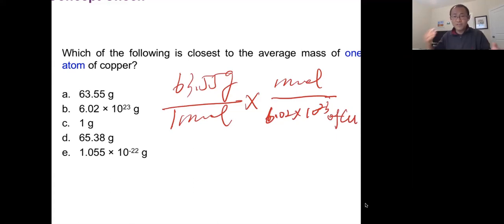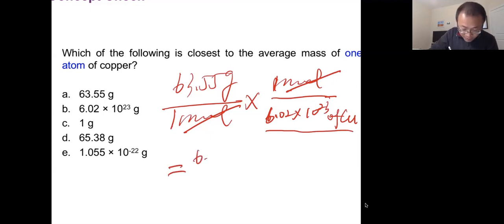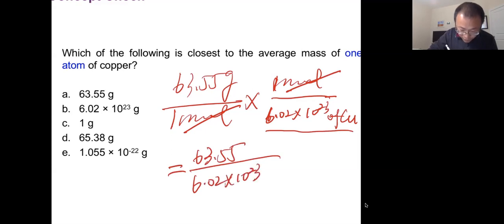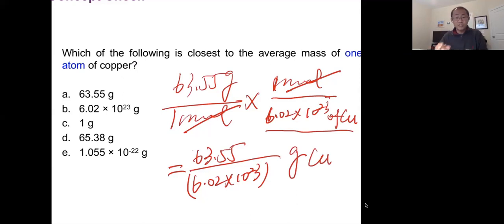Take a look. Why do I multiply this conversion factor? Because I can cancel what? Moles. Then I get the mass of 1 copper, because this is 6.02 times 10 to the 23rd of copper. So my calculation will be 63.55 divided by 6.02 times 10 to the 23rd. This whole thing in your calculator, that's grams of copper. This is how much 1 single copper atom weighs. Answer is E. I don't need to calculate, I know it is, because they are dividing by 10 to the 23rd. It has to be 10 to the minus 22nd.